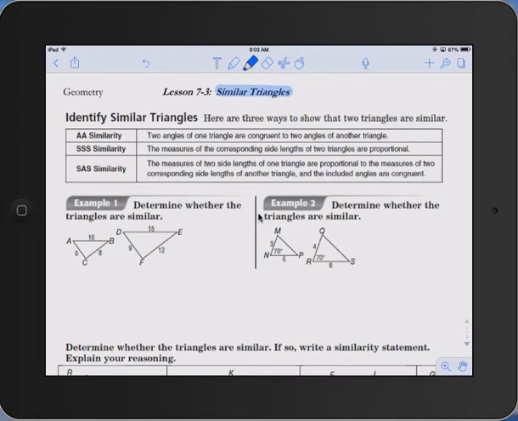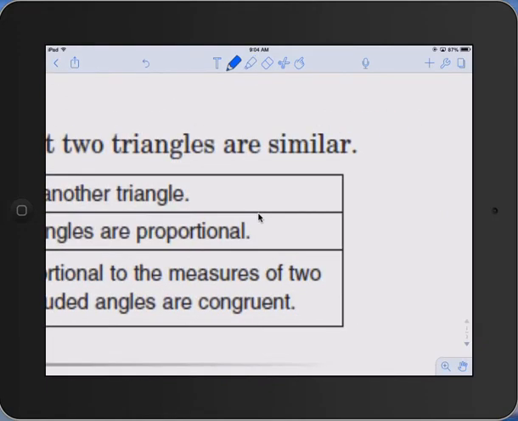So for similar triangles, by definition, all the corresponding angles have to be congruent and all the corresponding sides have to be proportional. So there are shortcuts, which means you can know less information and still be able to say that the triangles are similar. The first one is called angle-angle similarity, and that says if two angles of one triangle are congruent to two angles of another triangle, then the triangles are similar.